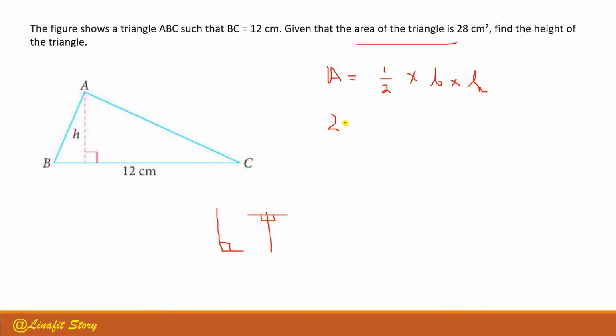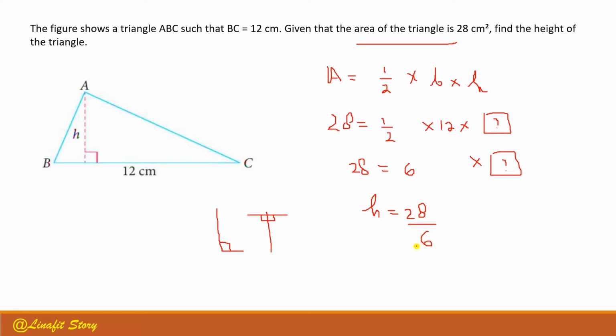If the area is 28 and the base is 12, now we will find its height. So 28 is equal to 6 times the height. So the height is equal to 28 divided by 6, which is equal to 4.67 cm. This is to 3 significant figures.